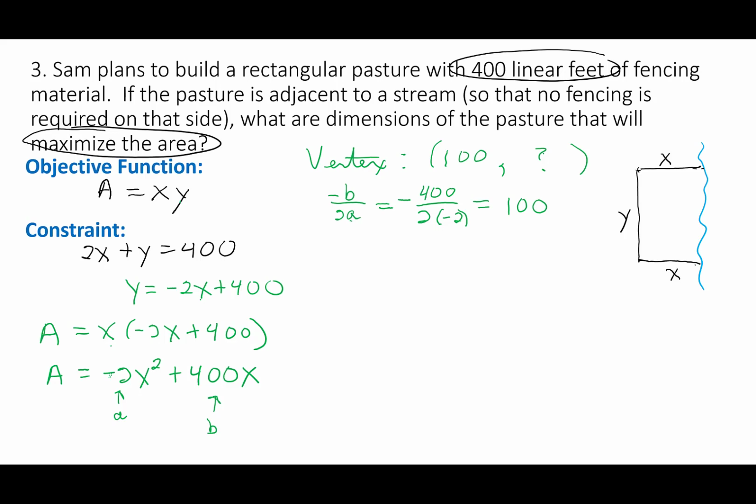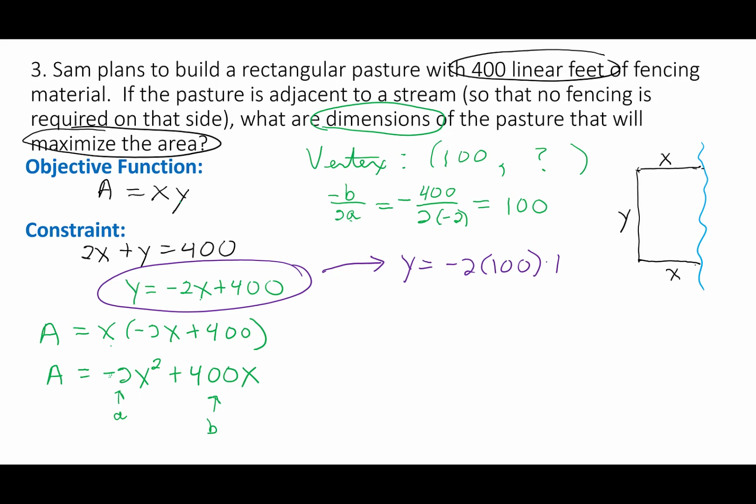But you know what? We're not even asked to find the area. We're asked to find the dimensions of the pasture, which is even a little bit easier because I can easily come back to where I solved for y here. And when x is equal to 100, which is going to be when our area is maximized, y would be equal to negative 2 times 100 plus 400. That gives us a y value of 200.